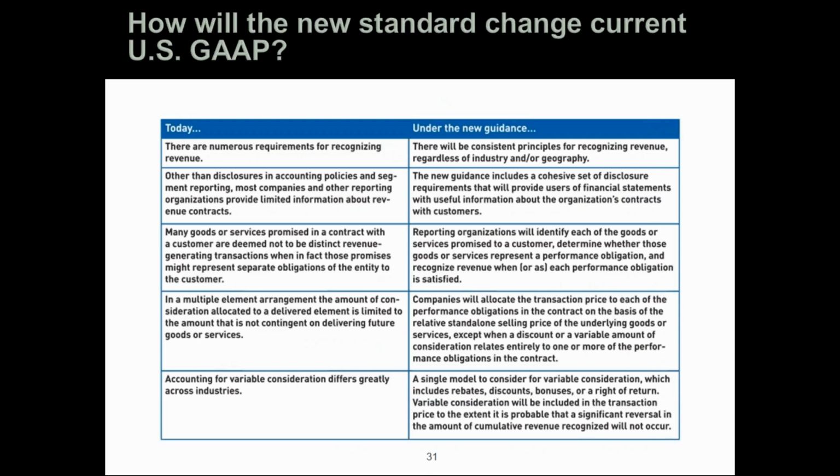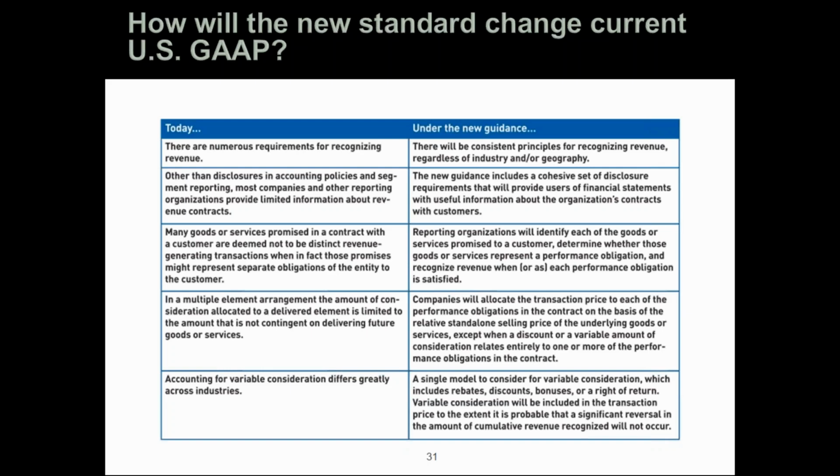So how will the new standard change U.S. GAAP? Today, as Marcus said in the beginning, there's numerous revenue recognition guidance that, depending on industry, a lot of it's industry specific. Now there'll be this one consistent principle to recognize revenue regardless of the industry.